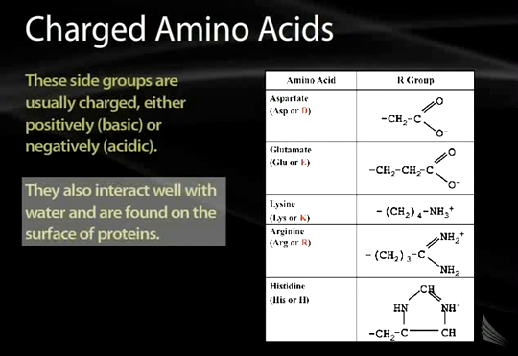These amino acids are aspartate, which is abbreviated D, glutamate, which is abbreviated E, lysine, which is abbreviated K, arginine, which is abbreviated R, and histidine, which is abbreviated H. Aspartate and glutamate are the negatively charged or acidic amino acids, while lysine, arginine, and histidine are the basic or positively charged amino acids.